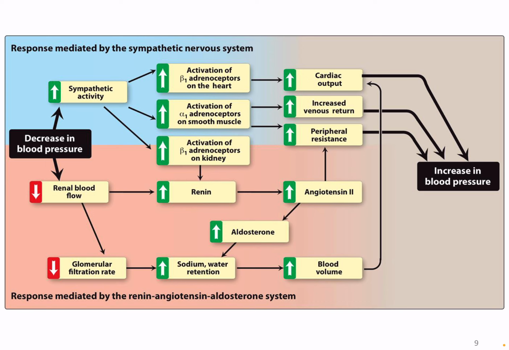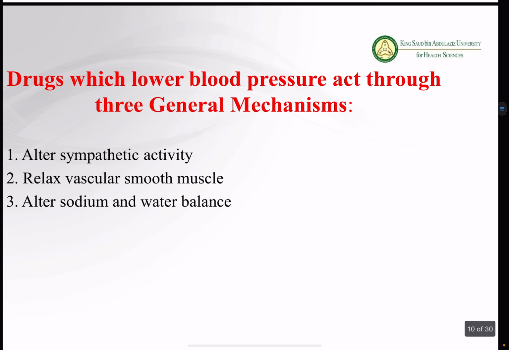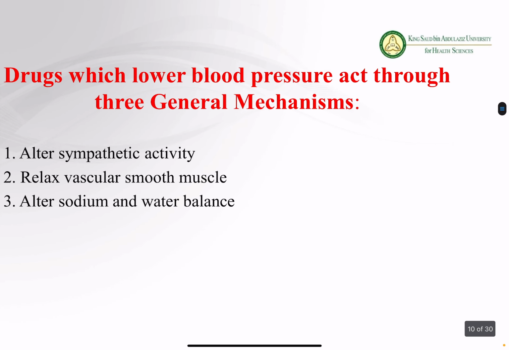I already explained this figure to you in detail last time. Then we discussed that the drugs which lower the blood pressure act by three main mechanisms. Number one, they act by altering the sympathetic activity. So you will see that we have the drugs that alter the sympathetic activity, and as a result, the blood pressure will be decreased. Number two, these drugs act by relaxing the vascular smooth muscle.